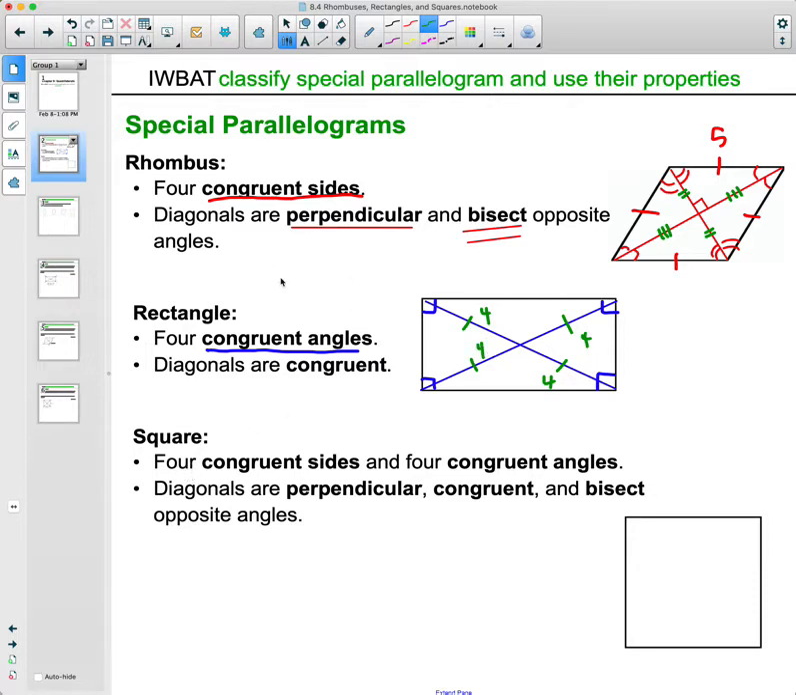And then a square actually just takes all of these. A square is a rhombus and a rectangle together, so it steals all of those properties. It doesn't have anything special on its own. So it has 4 congruent sides because it's a rhombus. It also has 4 congruent angles because it's a rectangle. So all of the angles are right angles. It has congruent diagonals because it's a rectangle.